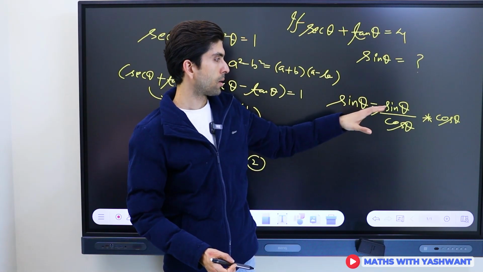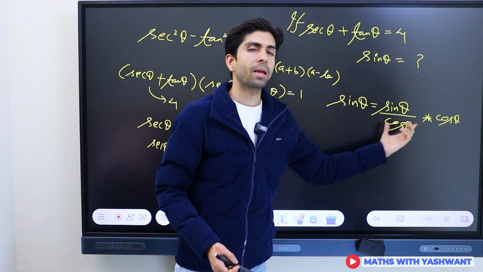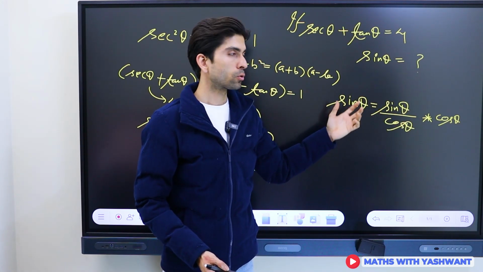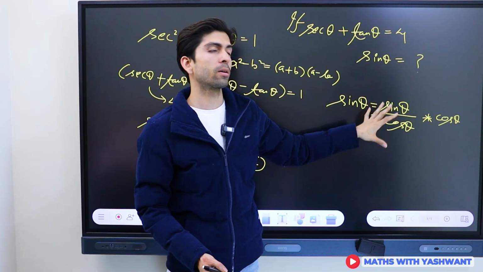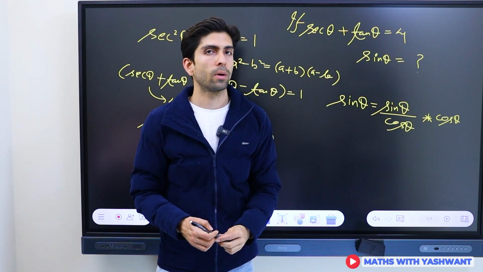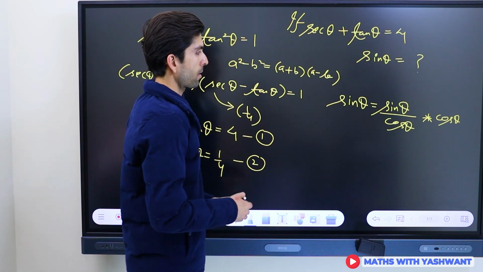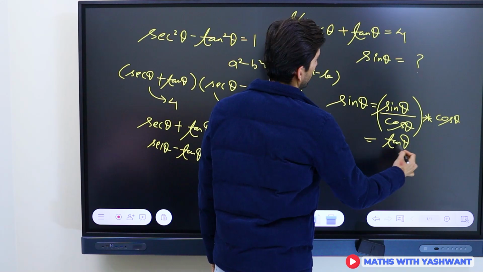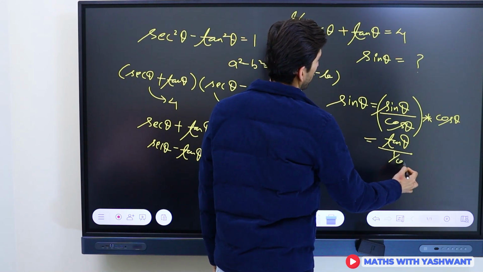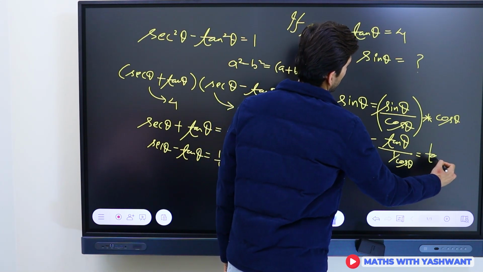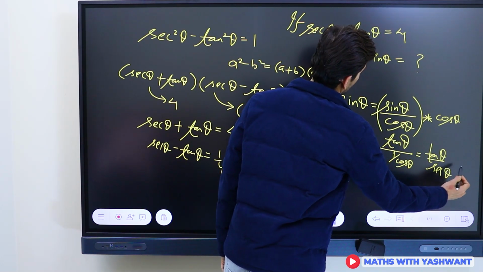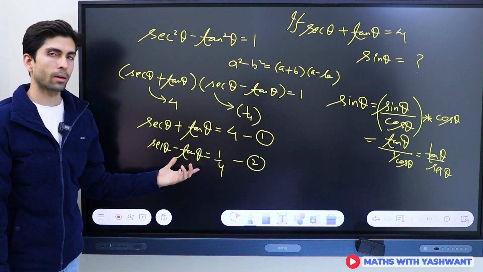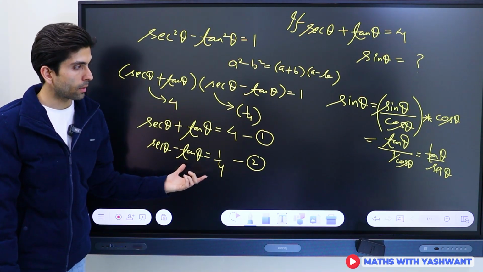Why? Because cos theta and cos theta are cancelling out and we are left with sine theta, the one that we have on the left hand side. These are actually the same thing, only written in a different way for ease. So this sine theta by cos theta is tan theta, and the 1 by cos theta comes out to be sec theta. So sine theta is tan theta by sec theta. Now we'll solve these two equalities and get the values of sine, tan and sec.